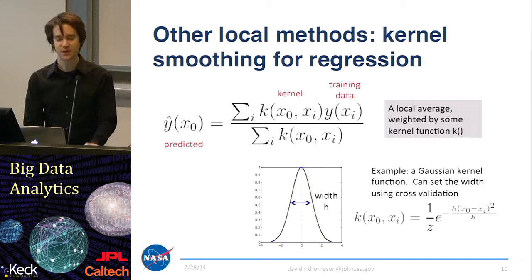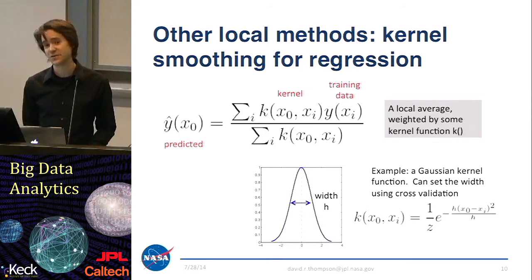Which amounts to convolving a kernel function over the training data. So here the kernel function, which I've represented as k, can be any decreasing function of distance. So it's quite common to use a Gaussian bump for that.